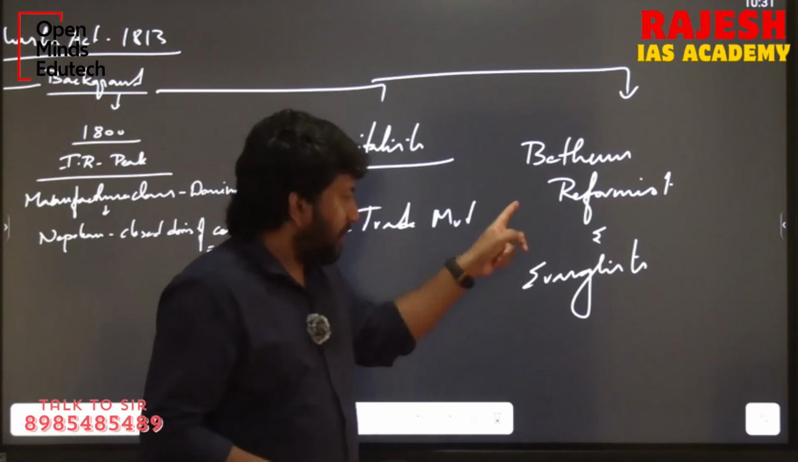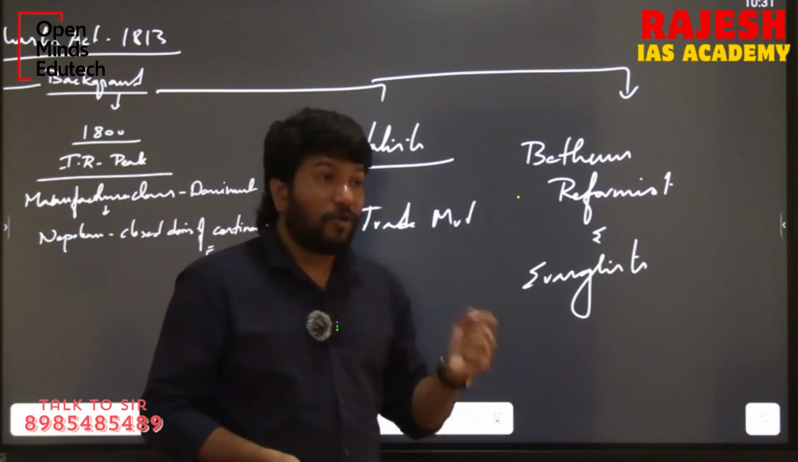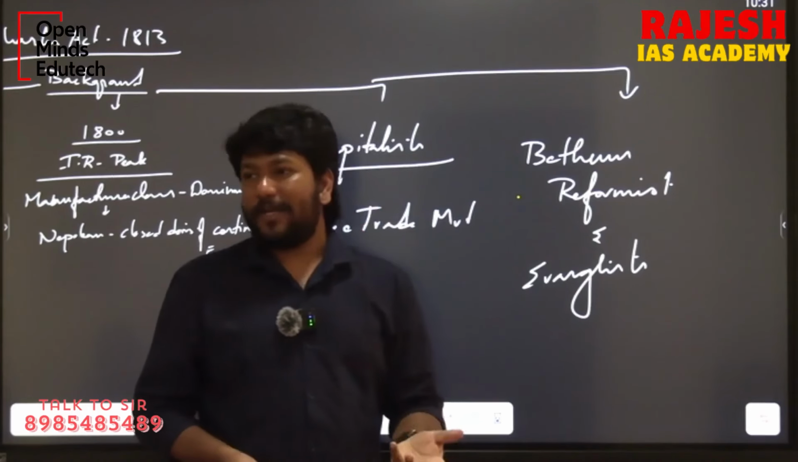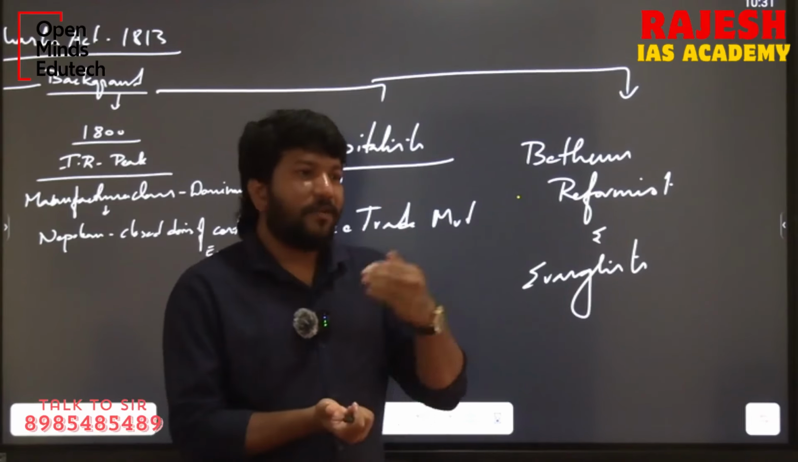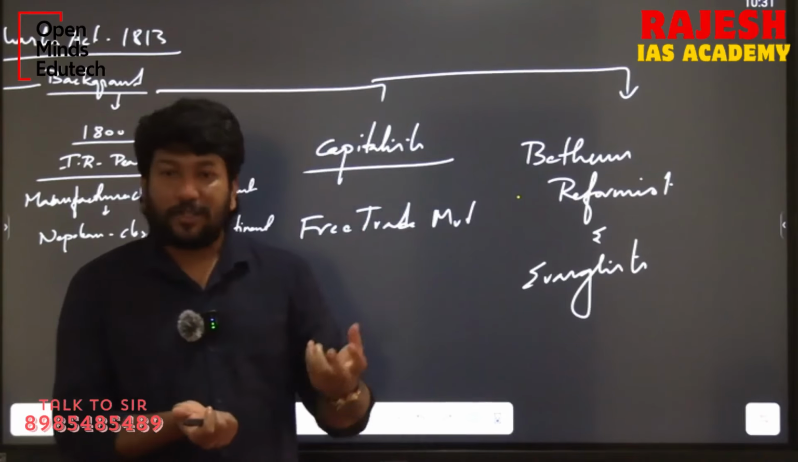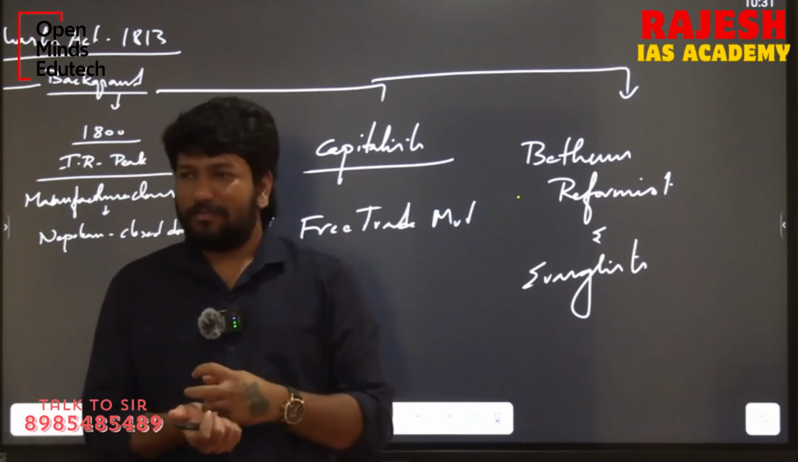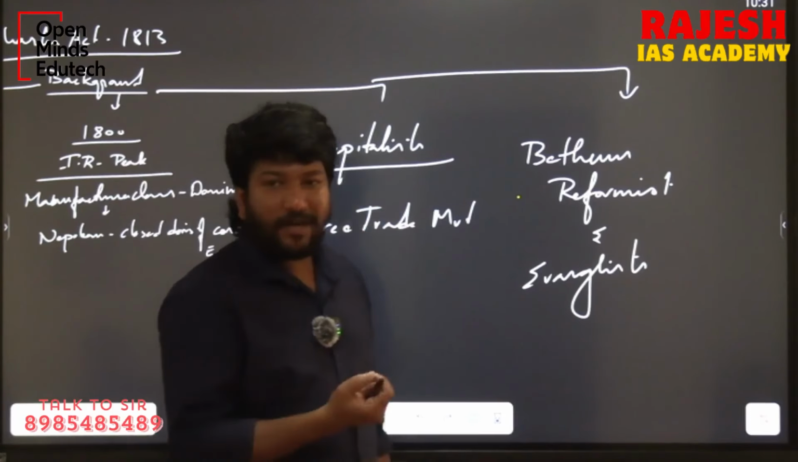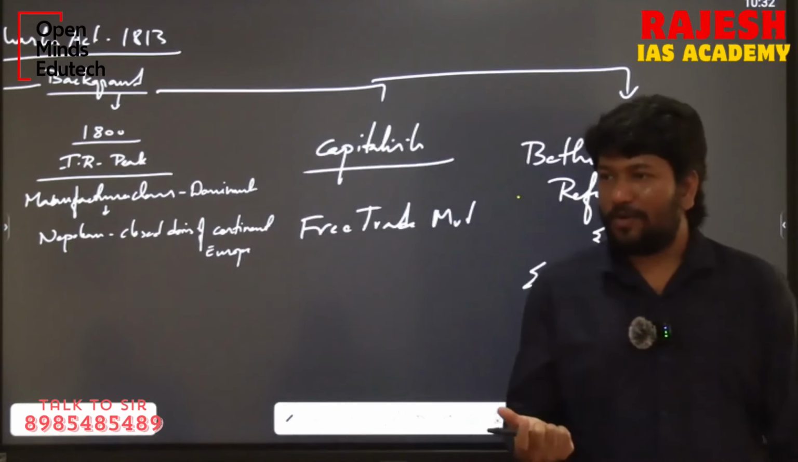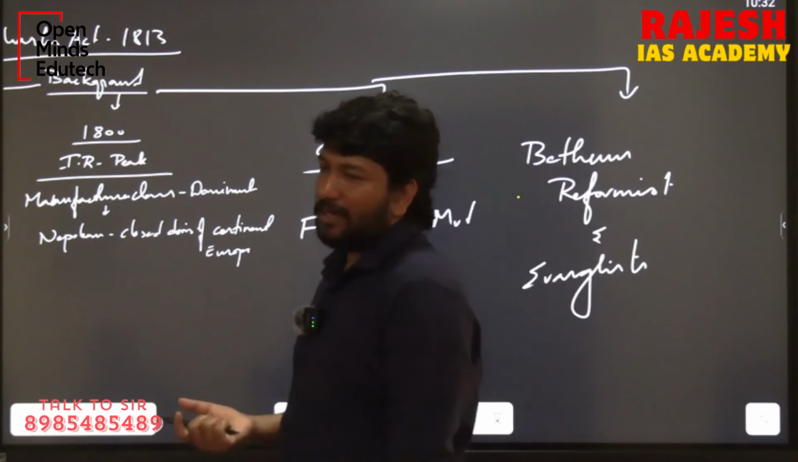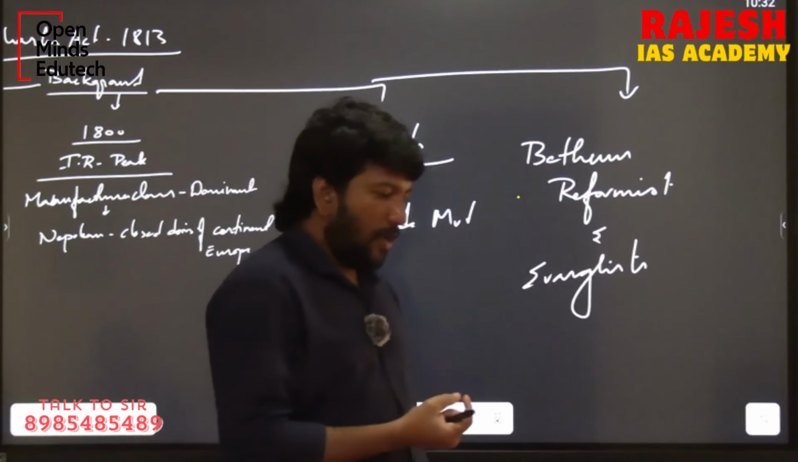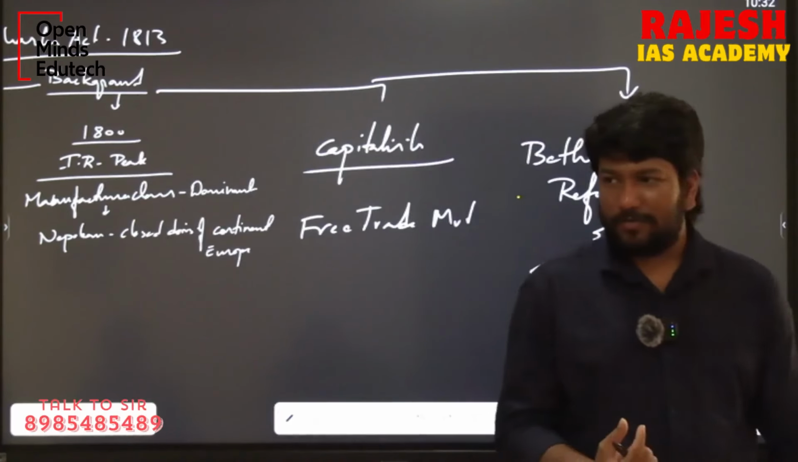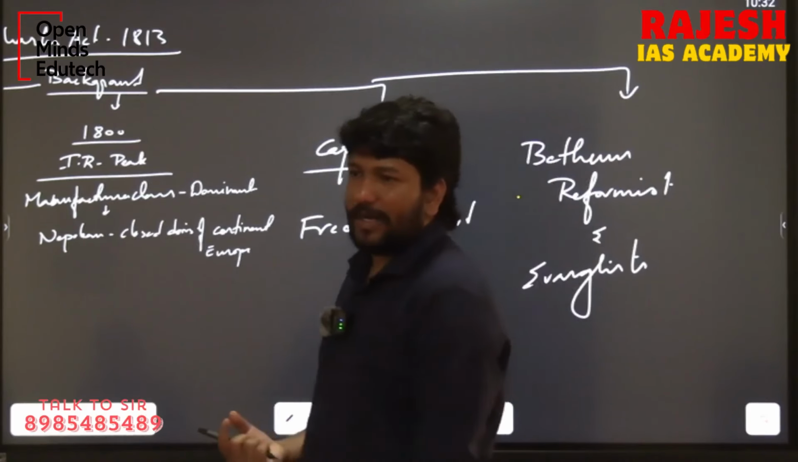See, the Benthamites and the Evangelists wanted reforms in India, not to do welfare in India. If you do the reforms and bring better administration, the colony will be under our control. So they are demanding reforms in India to have better control over India. Better administration, better control.